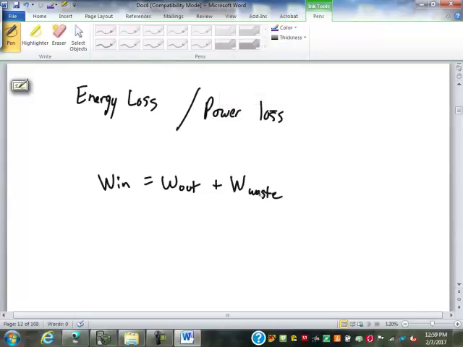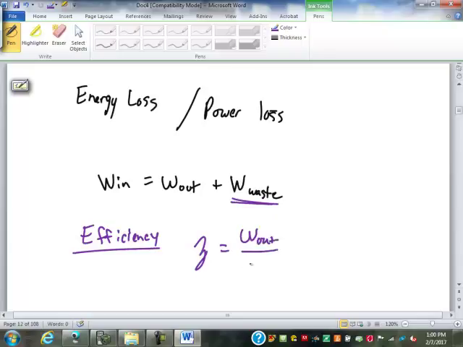A more typical way of stating this is in terms of efficiency. And efficiency, rather than having this term in here for waste, just focuses on the work that comes out of the system and the work that's put into the system. So the symbol for efficiency is actually the Greek letter zeta, and it looks almost like a cursive Z. It is the work that comes out of a system divided by the work that's put into the system. And that's as a decimal, or it can be converted into a percent, however you prefer to do it.